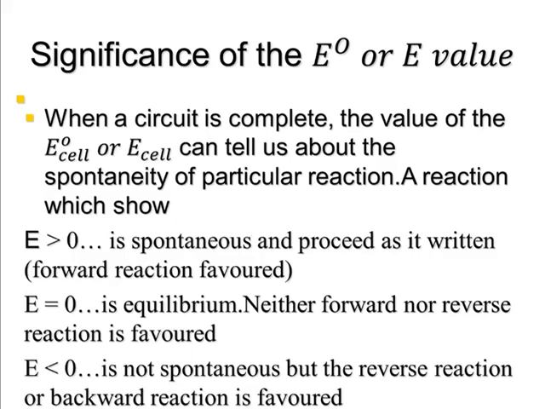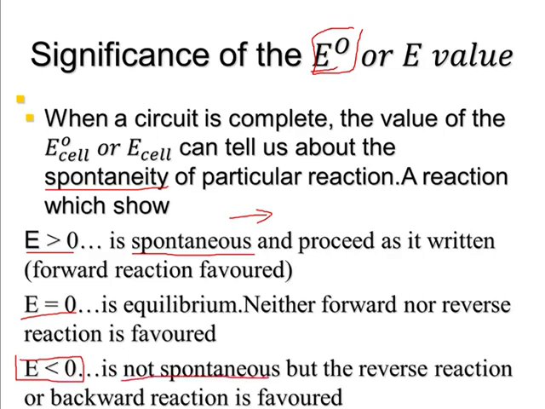Let's understand the significance of the E0 value. It helps us determine the spontaneity of the reaction, so it tells us which direction the reaction is going. For example, if E0 is greater than 0, the reaction is spontaneous, and the arrow you use is a forward reaction. If E0 is equal to 0, the reaction is at equilibrium. When E0 is less than 0, the reaction is non-spontaneous and it's a reverse type of reaction.